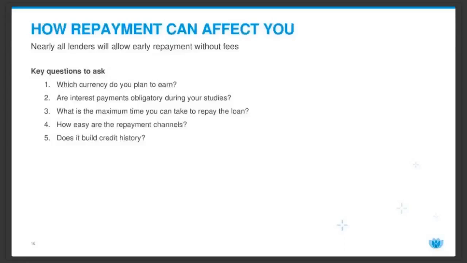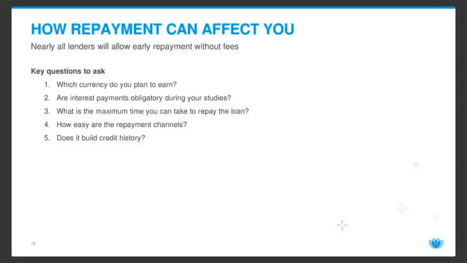The second one is, are interest payments obligatory during your studies? A few banks or financial institutions will require you to pay the interest component during your study period. The third question is, what is the maximum time you can get to repay the loan? Sometimes, in some unforeseeable situation where a person is not able to get a job, what happens to the repayment tenure? Is it restricted to the original tenure, or can it be extended as well?